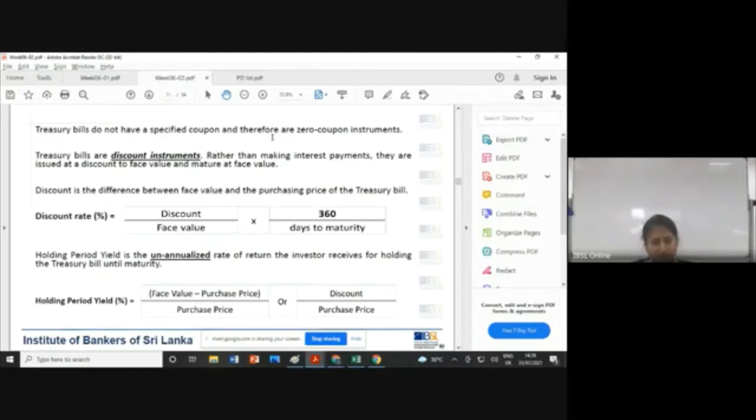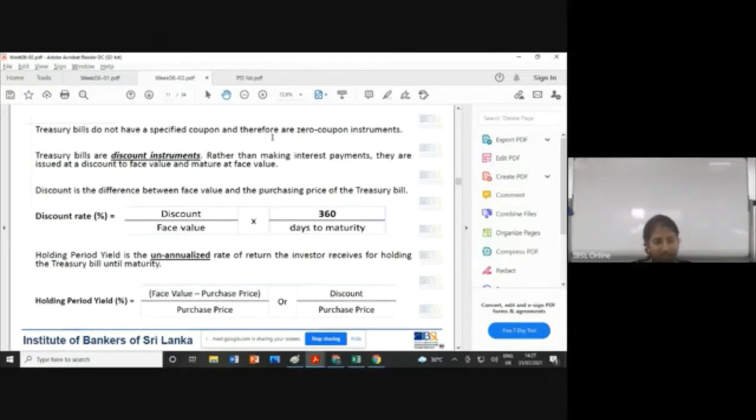So the return you earn, you can't call it interest. It is the discount. Therefore, treasury bills are called zero coupon instruments. What do you mean by zero coupon instrument? The word coupon means a specific interest rate. There is no particular add-on interest rate. So treasury bills are not a coupon instrument. They are a zero coupon instrument.